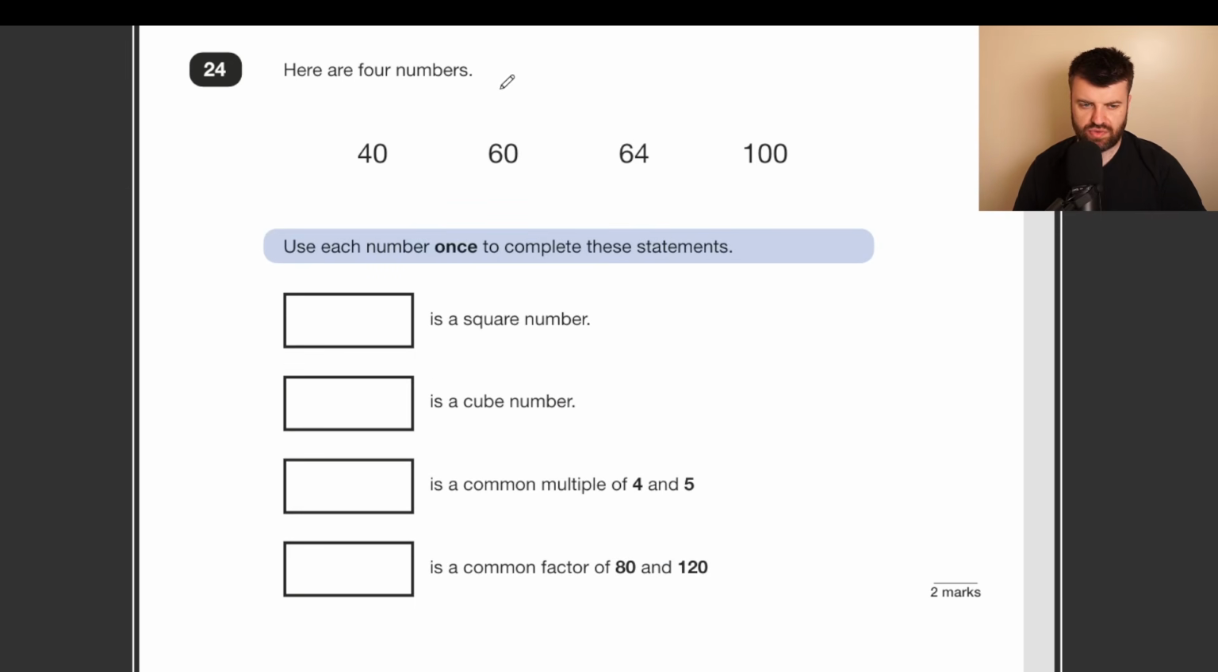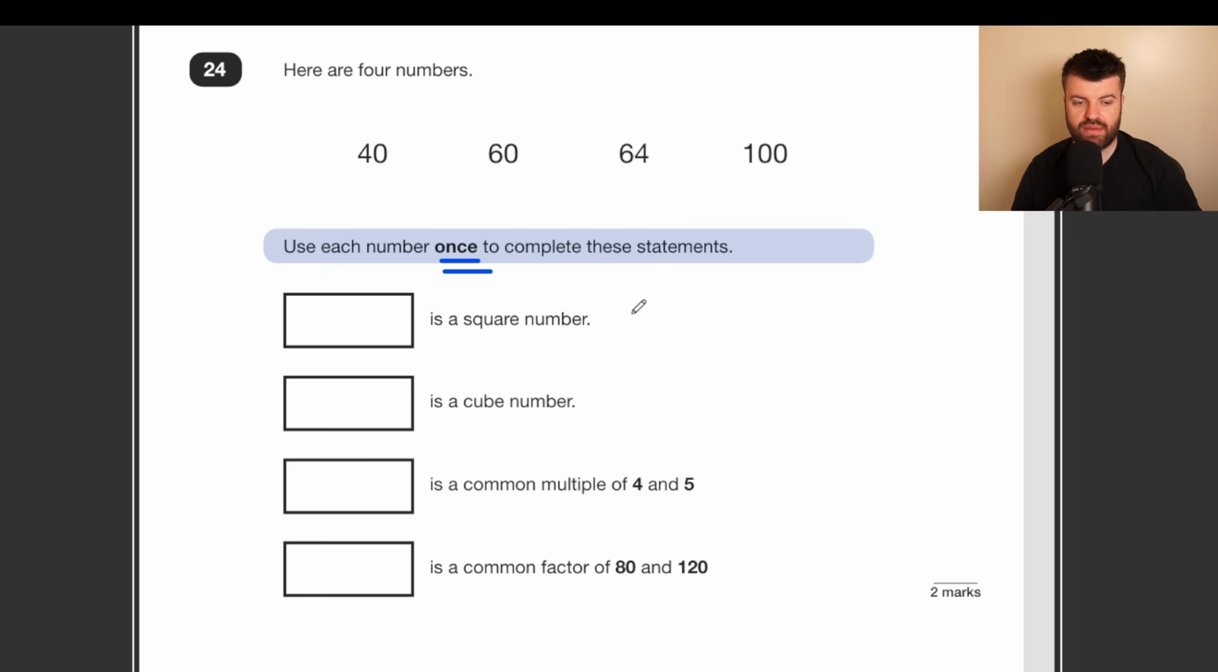Here are 4 numbers, 40, 60, 64, and 100. Use each number once to complete these statements. As always with these questions, there might be numbers here which could go into more than one answer, but there's only one way to arrange all 4 correctly.